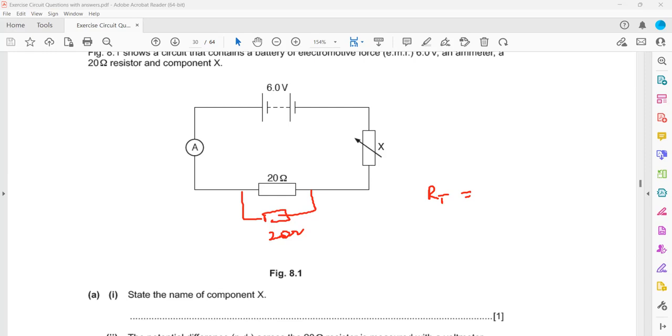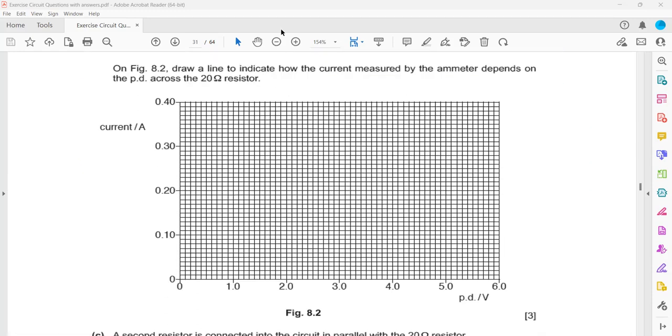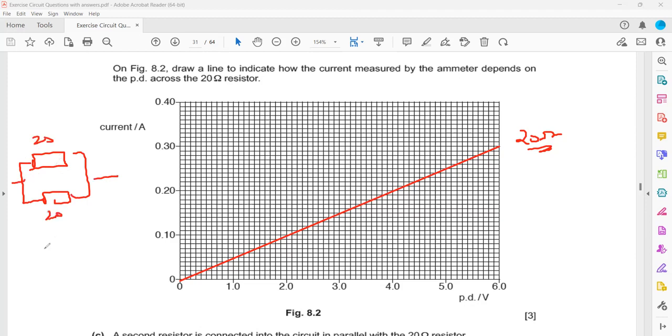If the two resistors are connected in parallel, what happened to the combined resistance? Decrease. The combined resistance will decrease in parallel combination. And if the combined resistance decreases, what happened to the slope of this line? Look, this was the first graph we were having. It was a straight line, but that was for a resistance of 20 ohm. But when we connect two resistors, each of 20 ohm, in parallel, how do we get the combined resistance?